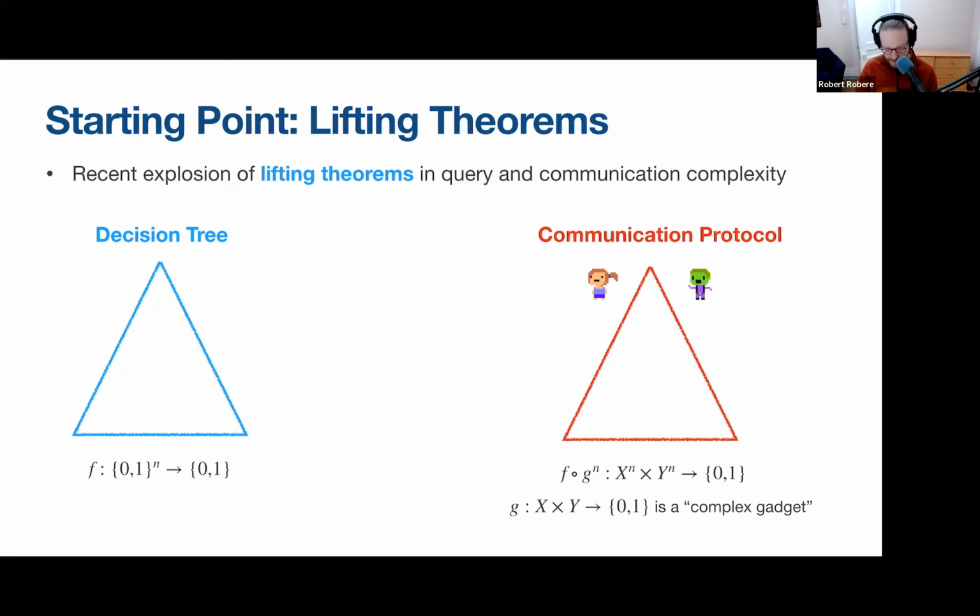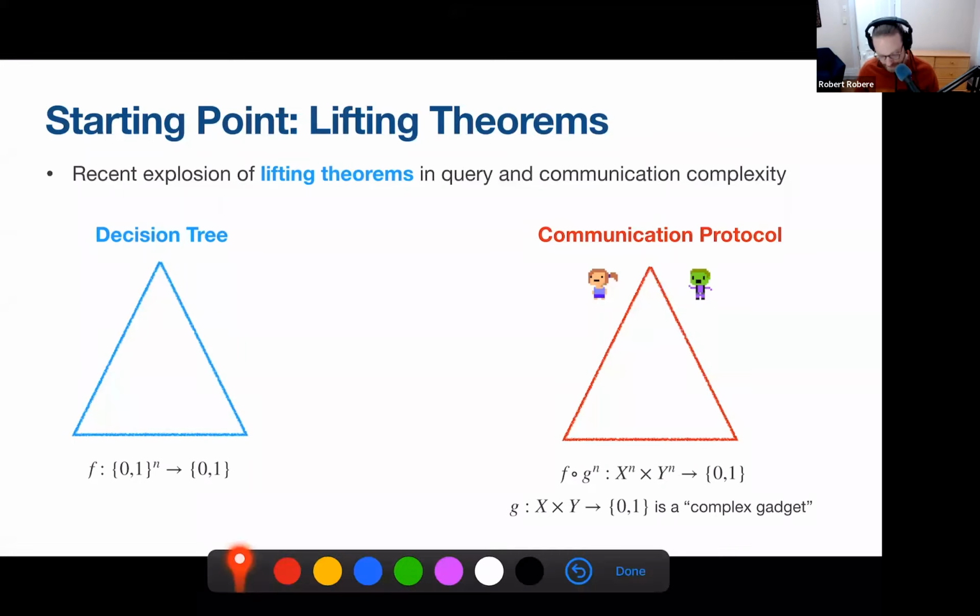So what's a lifting theorem? Well, there's been a recent explosion in results on these lifting theorems that connect query complexity of certain problems to communication complexity of certain problems. Just for a very sketchy description of what a lifting theorem is, at least in its most basic form, the idea is the following. Suppose we have a decision tree that solves some Boolean function f, so it computes it using some queries to the input variables of f.